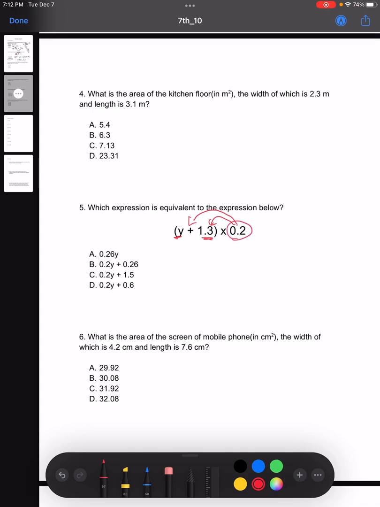So remember that we're multiplying our outside number by each term inside of the parentheses. So we would get 0.2 times y plus 0.2 times 1.3. Simplifying that, 1.3 times 0.2 would be 0.26. This matches up with B, so our answer would be B.